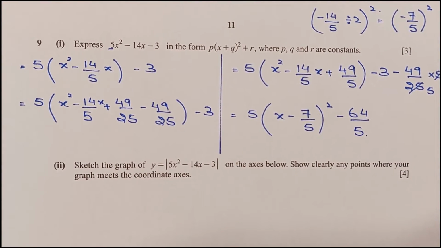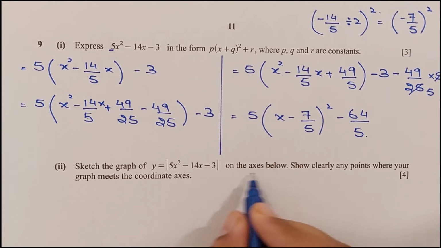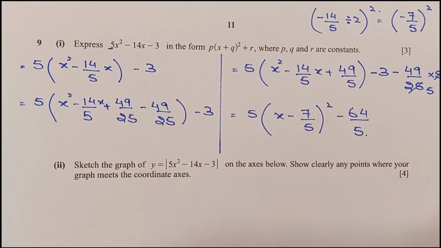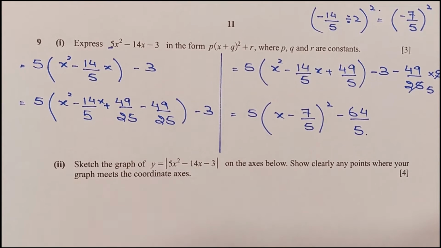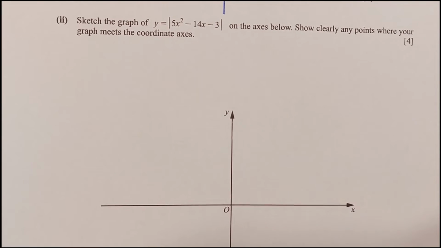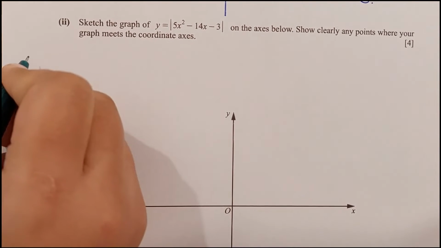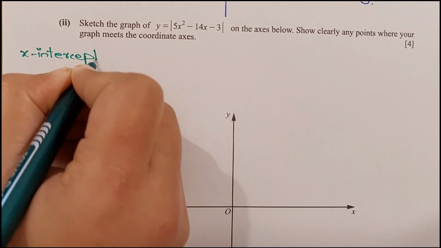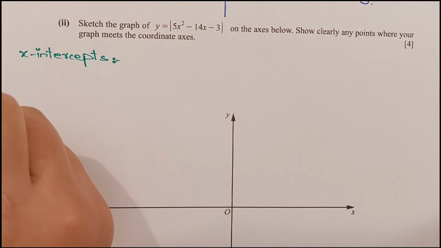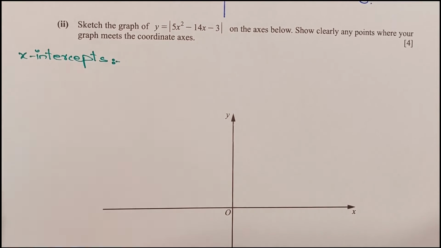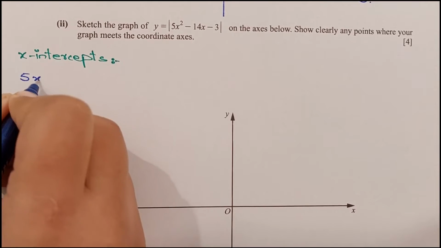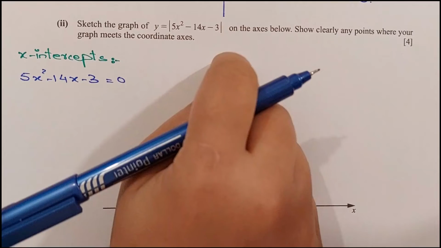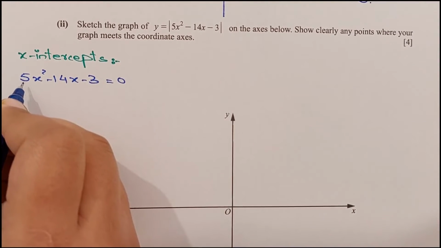Now for the second part, sketch the graph of the function on the axis below. Show clearly any point where your graph meets the coordinate axis. So basically we need to find the x and the y intercept of this function first, right? Okay, so let me solve for the x-intercept. X-intercepts are the points when the y-coordinate is equal to 0. So when y is equal to 0, we have 5x square minus 14x minus 3 is equal to 0. So it's a quadratic equation.